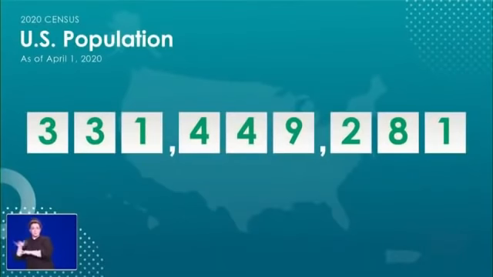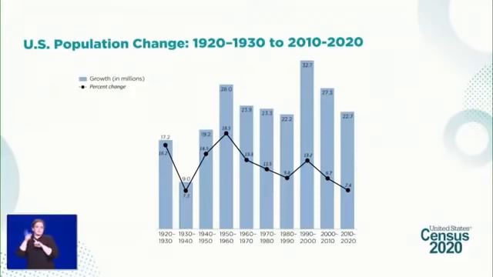As we saw with the release of the first 2020 census data several months ago, the total population of the United States on April 1, 2020 was 331.4 million, an increase of 22.7 million from 2010. This graph shows population change for the United States by decade for the past century.